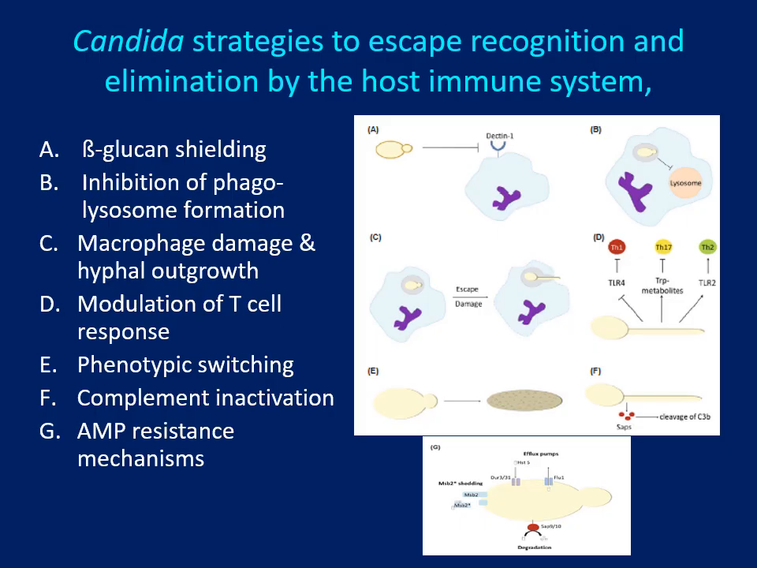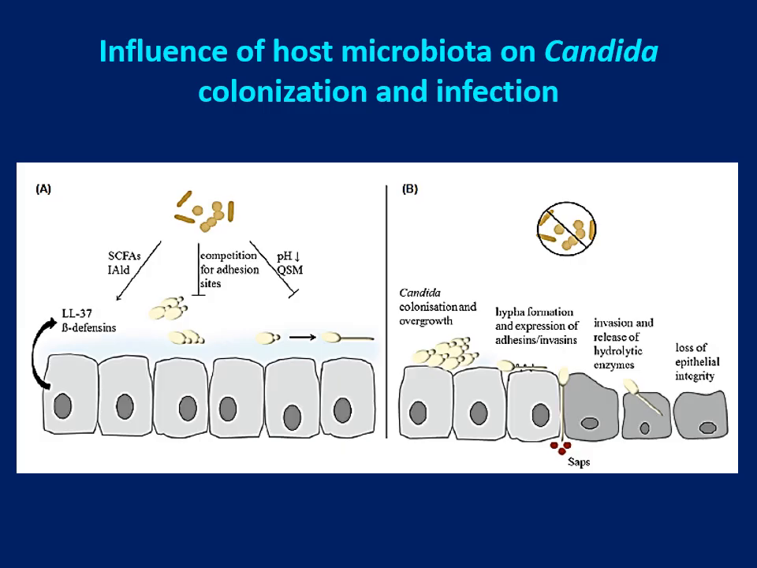Modulation of the T cell response can occur here, and the phenotypic switching, as you can see, from the yeast to the pseudohyphae to the hyphal form, and then to the germ tube, which will all cause the confusion of the immune system. And finally, the AMP resistant mechanism, which is responsible for the efflux pump that will make the Candida be ejected from outside the phagocytic cell.